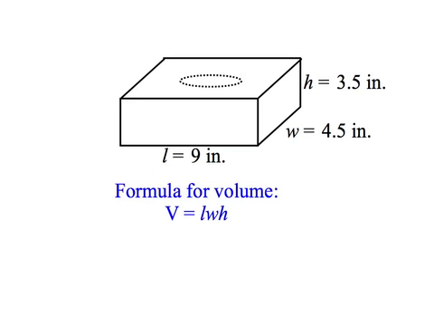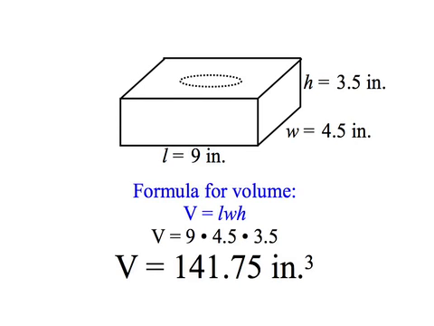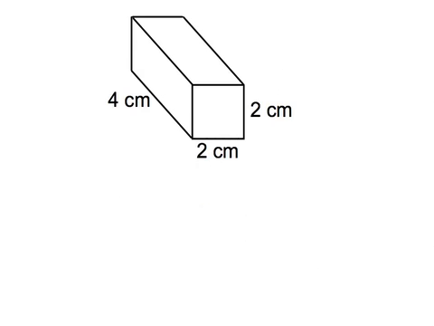The volume doesn't take quite as long. It's just the three numbers multiplied together, and there they are. I used a calculator, 141.75 cubic inches. Here's an example of a box where two of the dimensions are the same.